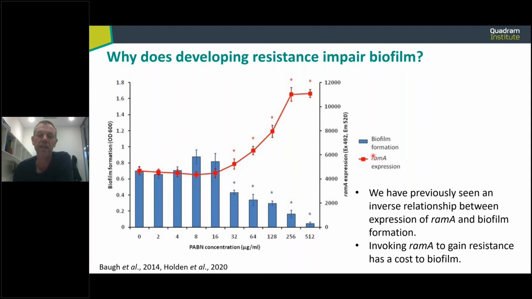And Ram is able to control the expression of lots of genes, and some of the outputs from that are a shutdown of some of the matrix production genes that allow cells to make biofilm. So we understand how this resistance mechanism results in a cost to biofilm.